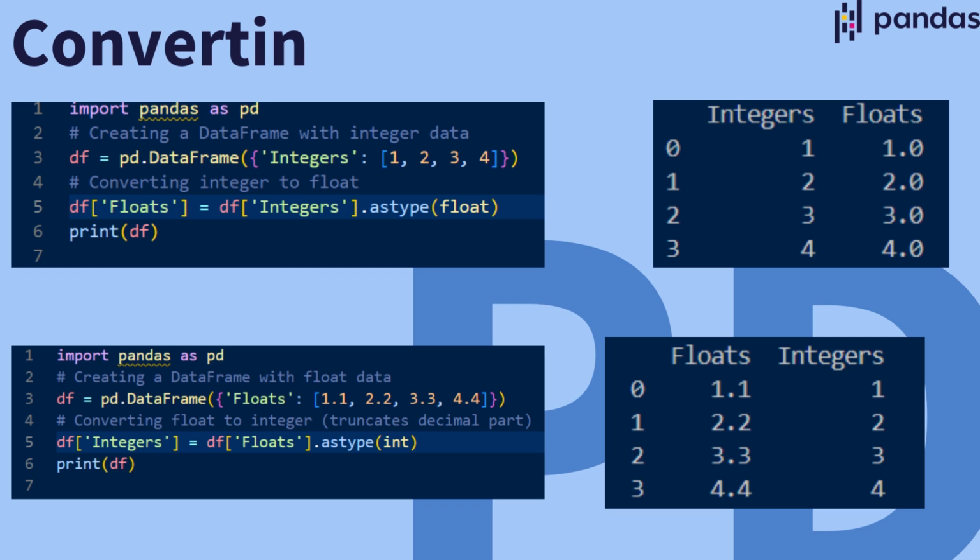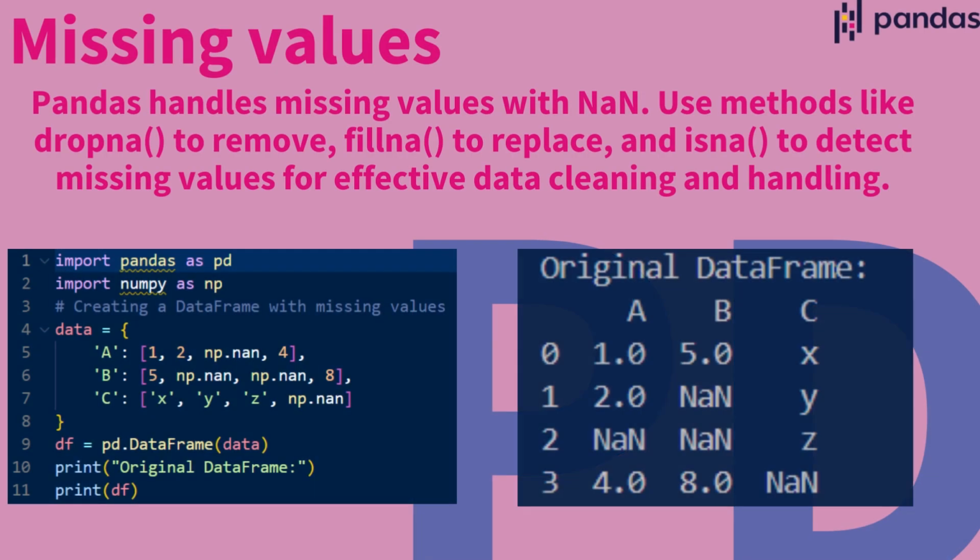Now let's see missing values in Pandas. In most cases you find some missing values in your DataFrame, and you want to handle them. That's why handling missing values is very useful in Pandas. First let's see the definition. Here you can see that Pandas handles missing values with NaN, which is not available, or something like that. You can use a method like dropna to remove the values, or you can use fillna to fill the values with something else, and you can use isna to detect missing values, for effective data cleaning and handling.